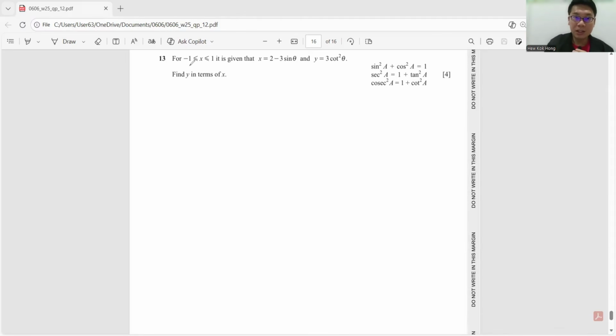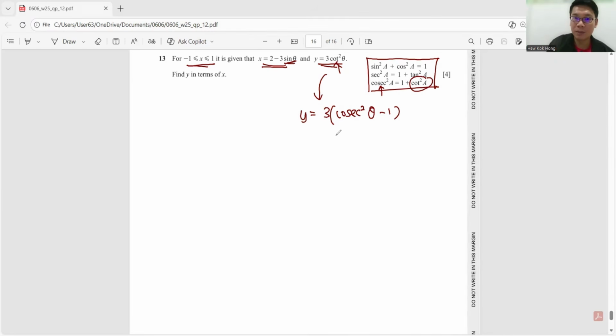Question 13. For this situation, they give you the x value and y value and ask you to make y in terms of x. So you refer back to the identities in the front, and here we have cotangent square. So cotangent square equals cosecant square minus 1. And cosecant square you can change to sine, and then here also have sine. Then you can relate them using the sine. So we do this y first. It is cosecant square minus 1.